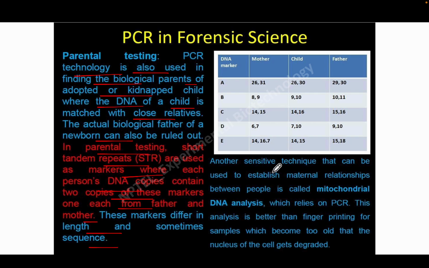Another sensitive technique that can be used to establish maternal relationship between people is called mitochondrial DNA analysis, which relies on PCR. This analysis is better than fingerprinting for samples which become too old, where the nucleus of the cells gets degraded. So in DNA markers A, B, C, D, E, mother has 26 and 31, child has 26 and 30, father has 29 and 30. So like that, one is coming from father and one is coming from mother.